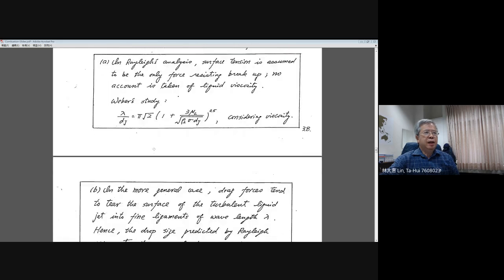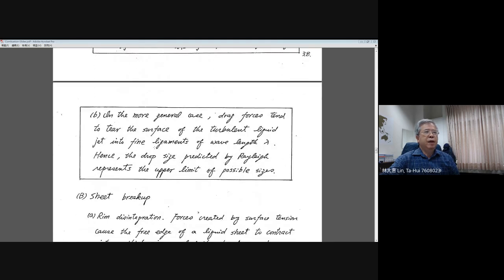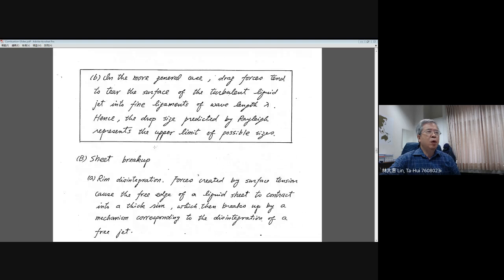And there is some important point mentioned here. In a more general case, drag force tends to tear the surface of the turbulent liquid jet into fine ligaments. That means the original dj becomes smaller, and the wavelength lambda becomes smaller. Then the droplet size predicted by Rayleigh actually is the maximum value.